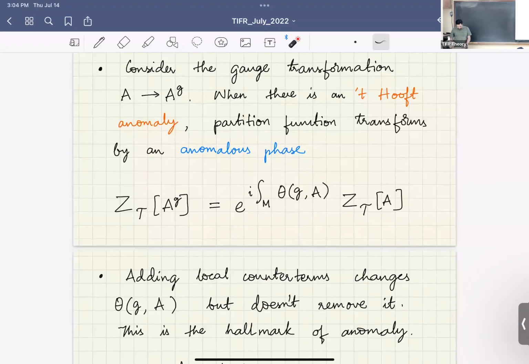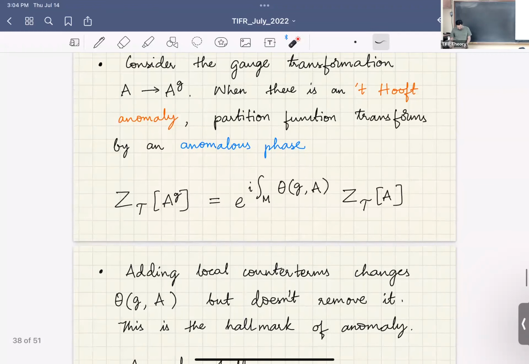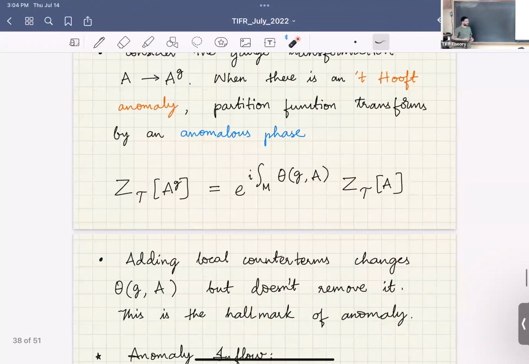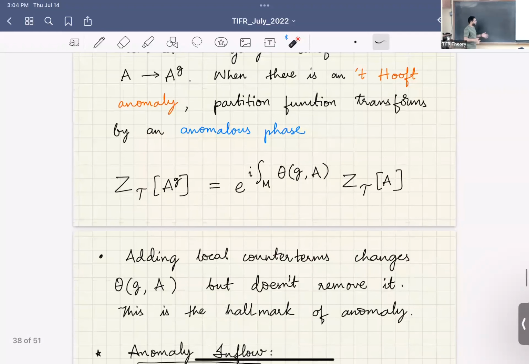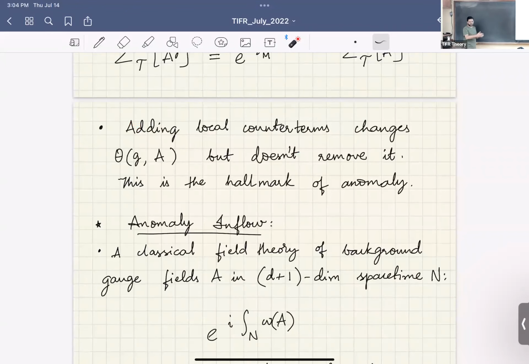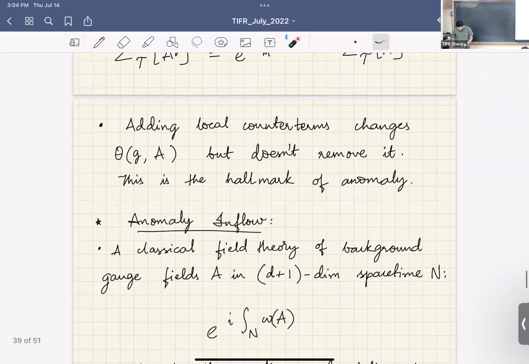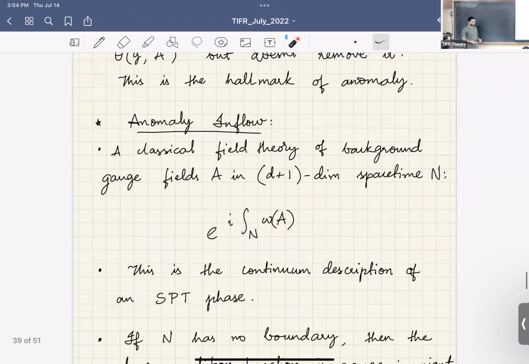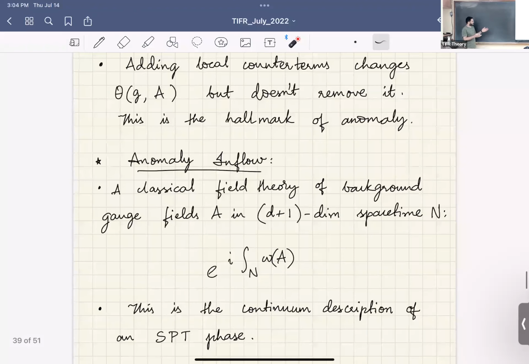There's another way to think about anomalies using anomaly inflow, where we start with a classical field theory of these background gauge fields in a space-time of one higher dimension. Let me call that manifold N. And the classical field theory is given by a classical action omega of A. Typically, this is the continuum description of what is called an SPT phase. So I'll usually call these things SPT.